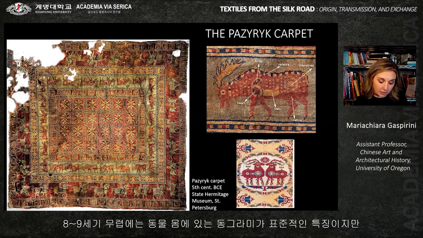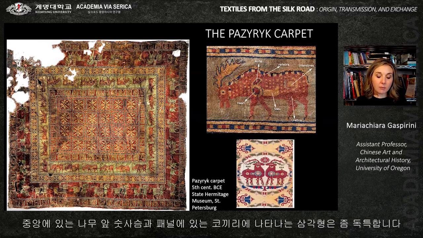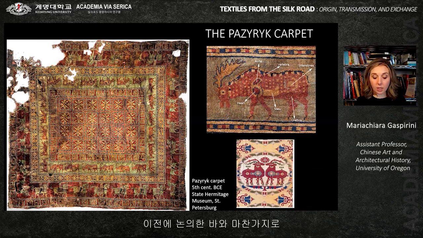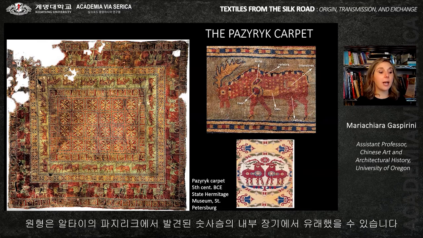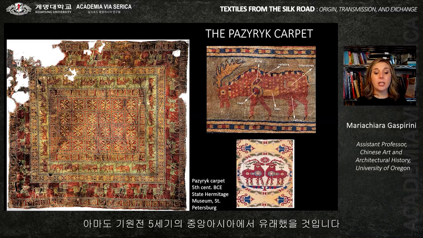While the circles in the bodies of the animals by the 8th or 9th centuries had become standard features, the triangle that appeared in the standing stag in front of the central tree and the elephant on the panel is unique. As I have discussed in my previous work, the circular motif can be traced back to the internal organs in the bodies of the stags, featured on the wall carpet discovered in Pazyryk in the Altai, possibly made in Central Asia and dated to the 5th century BCE.